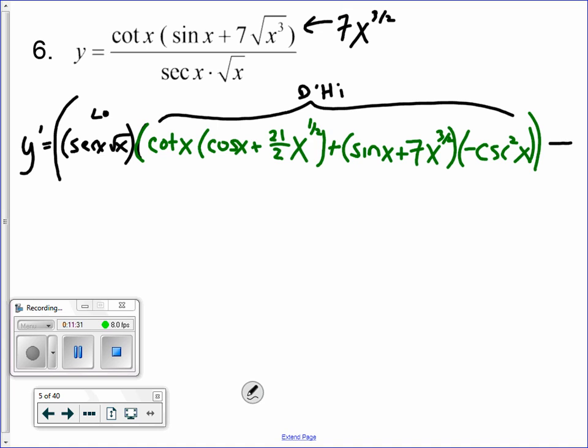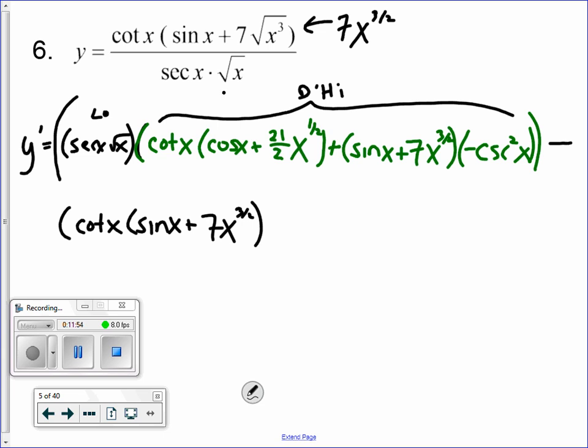Less, so we're still in the numerator, that's why I put parentheses here. High, so we're just going to copy the numerator, cotan x times sine x plus 7x to the 3 halves. D low, well, to get the derivative of the denominator, that's another product.